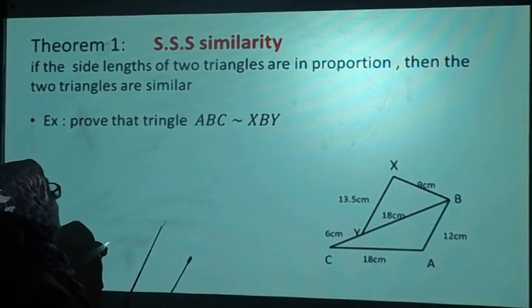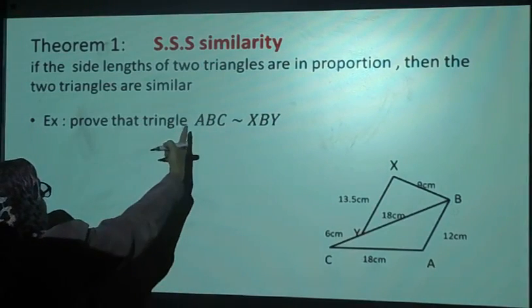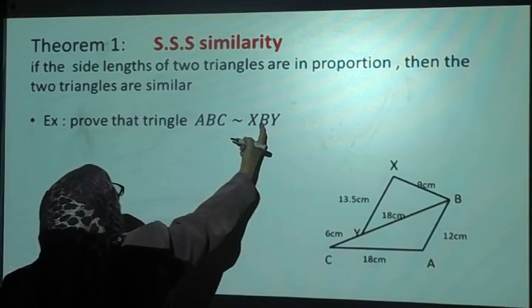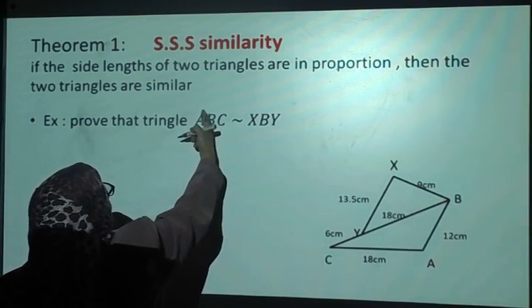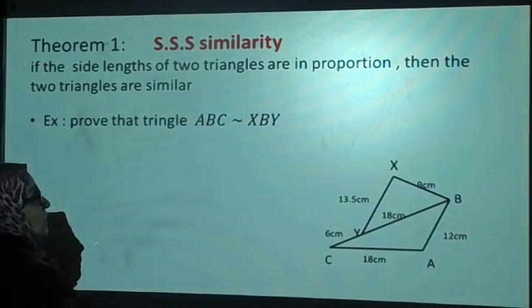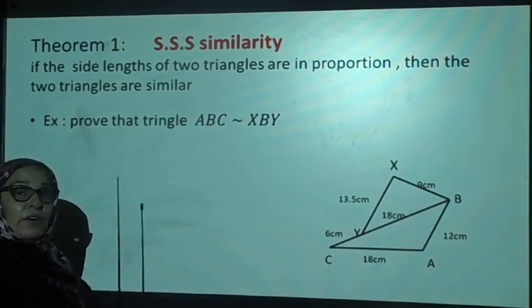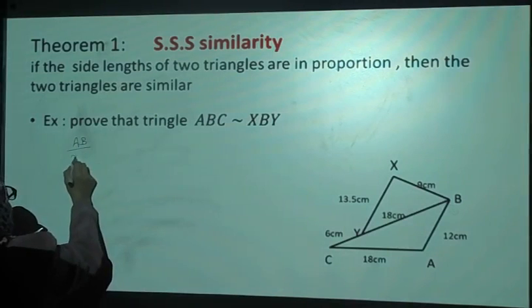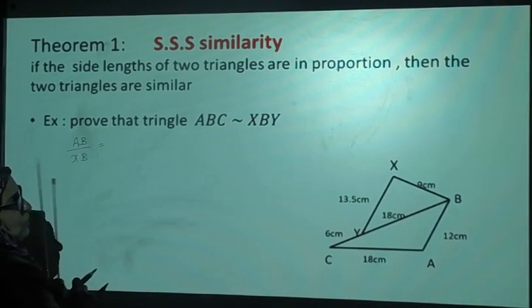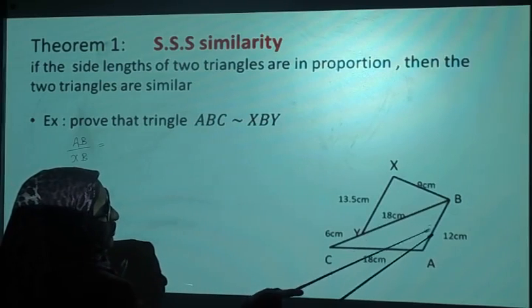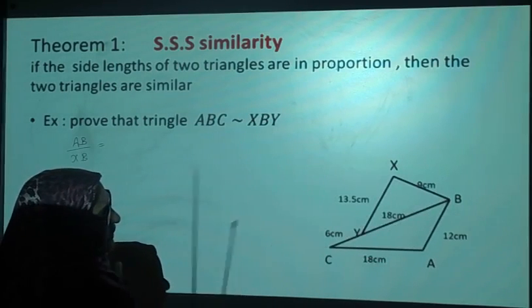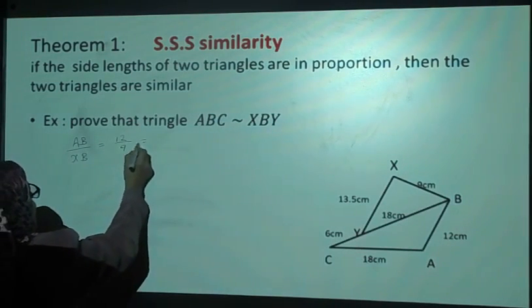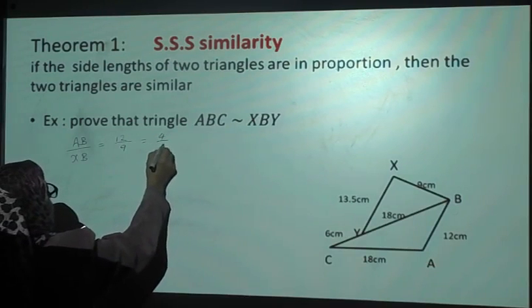So let's start. I want to prove that AB over XB equals BC over BY, or equals AC over XY. So I'm going to start finding the ratio between them. I'm going to start with AB over XB, which is equal to, now let's go to the drawing, AB and XB. AB is 12 and XB is 9. So 12 to 9 is 4 to 3.